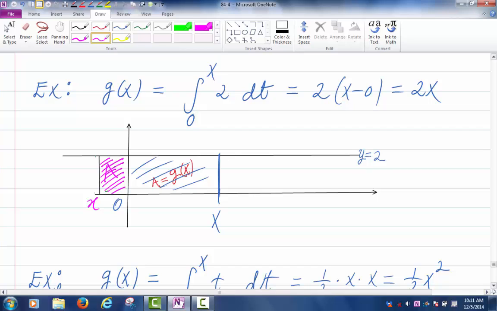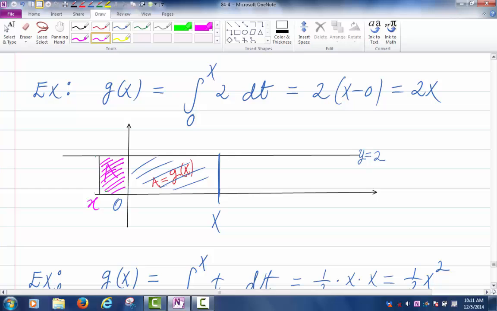The answer is no, not exactly, but it's actually the negative of that area. Why negative? Well, notice that when x is negative, what is 2x? Negative. So it's got to give you the negative of this area. But let's see why you are getting negative.